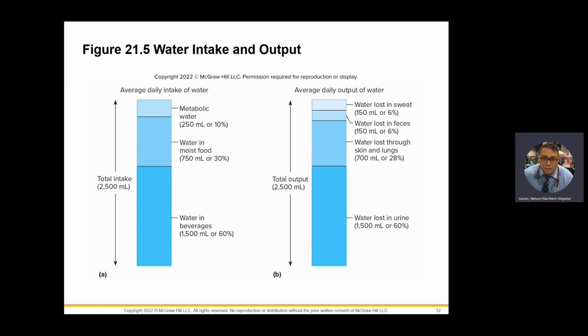You could pause this. This is a nice video right here, and then graphic, right? Water from drinks, okay, and some moist food. You should have what, 2.5 liters a day. And if I'm taking in 2.5, I should be getting rid of 2.5. Remember, water balance, and the majority of water is lost in urine.